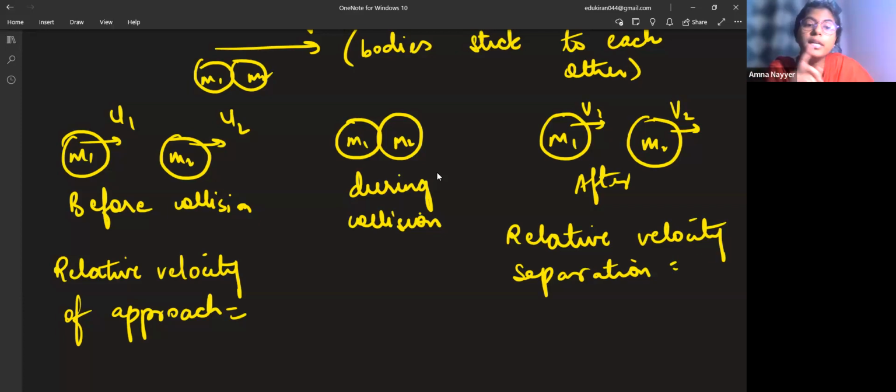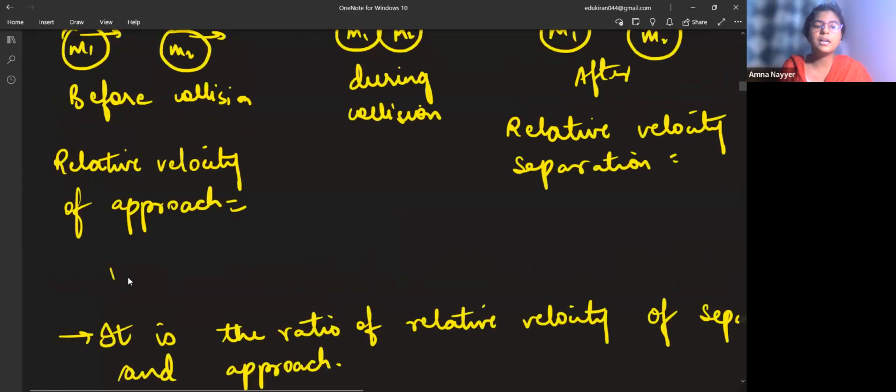Now, relative velocity, we all have studied in chapter 1. Velocity with respect to another object, right? So U1 minus U2, that is the relative velocity. Relative velocity of approach is U1 minus U2. Approach means the velocity with which the bodies are moving closer. Fine? So the relative velocity of approach becomes U1 minus U2.